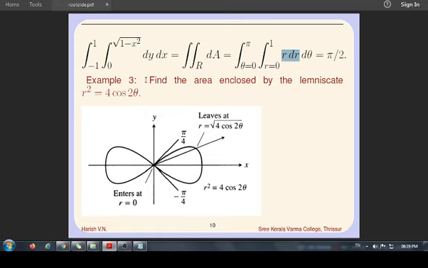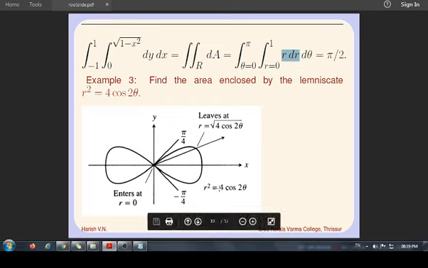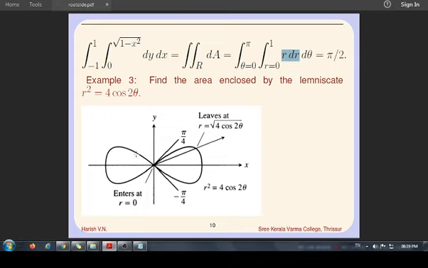We will go to the next example. Find the area enclosed by the lemniscate r square is equal to 4 cos 2 theta. So this is r square is equal to 4 cos 2 theta, and we have to find the area enclosed by this lemniscate.